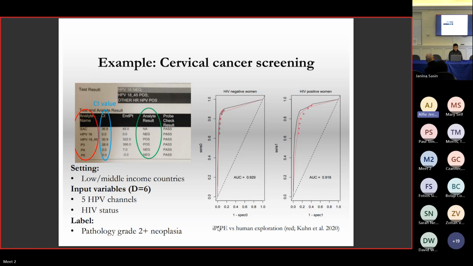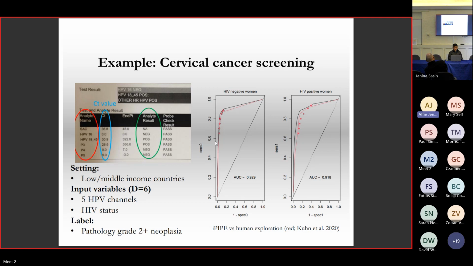This is actually a data set that has been published before by my colleague at Columbia, Louise Kuhn, who is a great epidemiologist. She just used logistic regression and tried different configurations. She tried really hard and got to use these five channels plus HIV status. And this is what gets her. Using her result, the red line is the AUC, the basic predictive accuracy of the diagnostic model that she fits. Using IPipe, this is the black line here. Very comparable. You say, well, computer and human are similar, so why do we care?